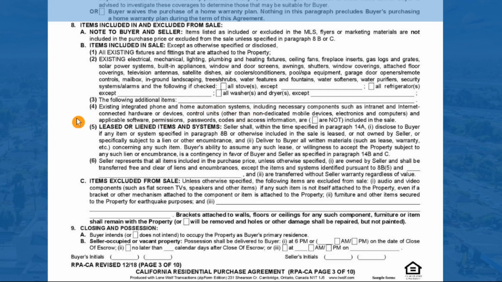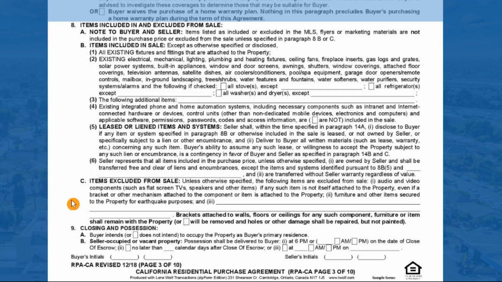And likewise, if there are any leased or liened items and systems, those need to be covered in this section. And this is also very important: if there are solar panels on the home, it needs to be clarified what the current situation is with those.